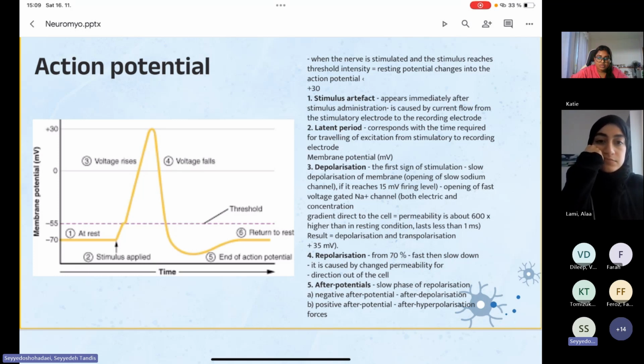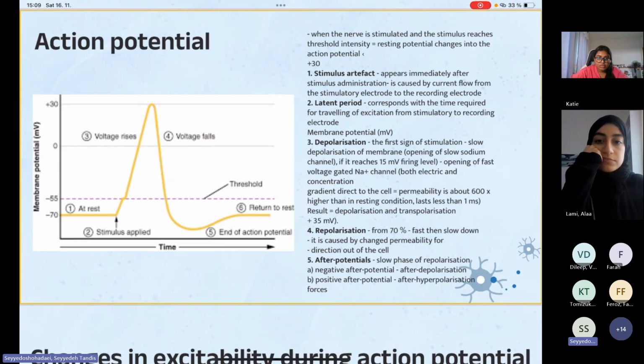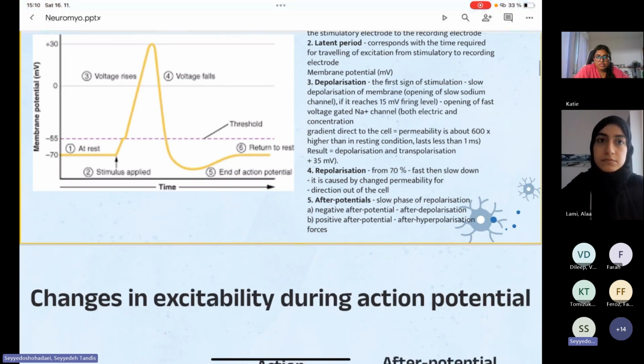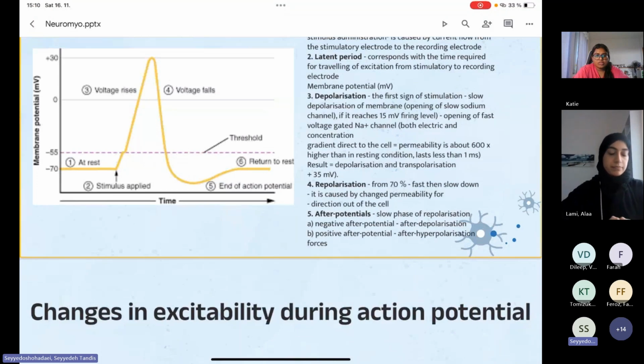After it reaches a certain threshold, which is 15 millivolts, which we call the firing level, the fast voltage gated channels open, and we will have a high and fast rise until it will reach positive 35 or positive 30. After that, when it reached that peak, it will start repolarizing. How does that happen? By the help of the potassium channels. And we know that the permeability to potassium is much more than sodium, so repolarization happens much faster than depolarization. And that's why every time this happens, the membrane will undergo hyperpolarization, and for it to get back the ion balance, it needs the sodium potassium ATPase.